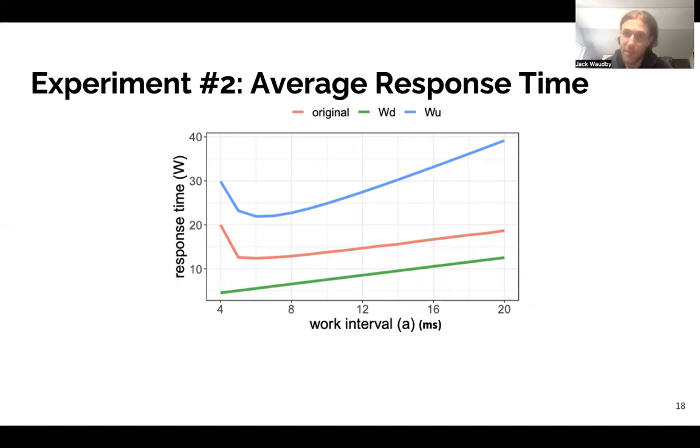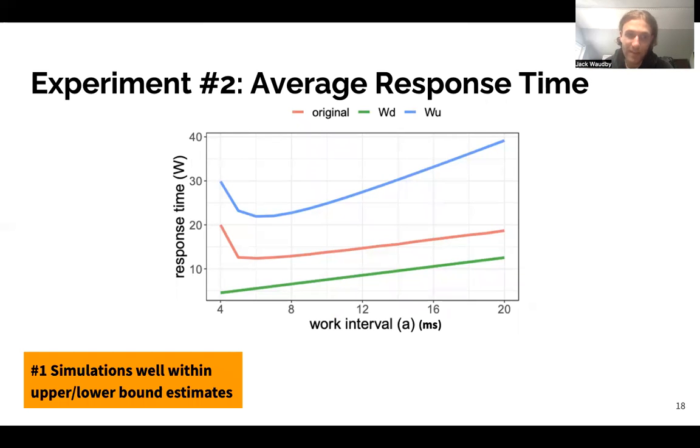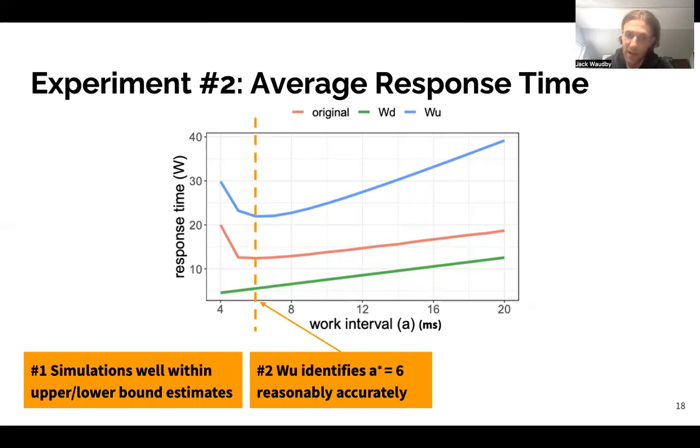But in the green line, we have our minimum bound, and on the blue line, we have our maximum bound from our analytical models. And you can see that the simulation is well within the upper and lower bound estimates, which is good. The next thing to note is that the upper bound actually gives us a reasonably accurate identification of the epoch length that minimizes latency.